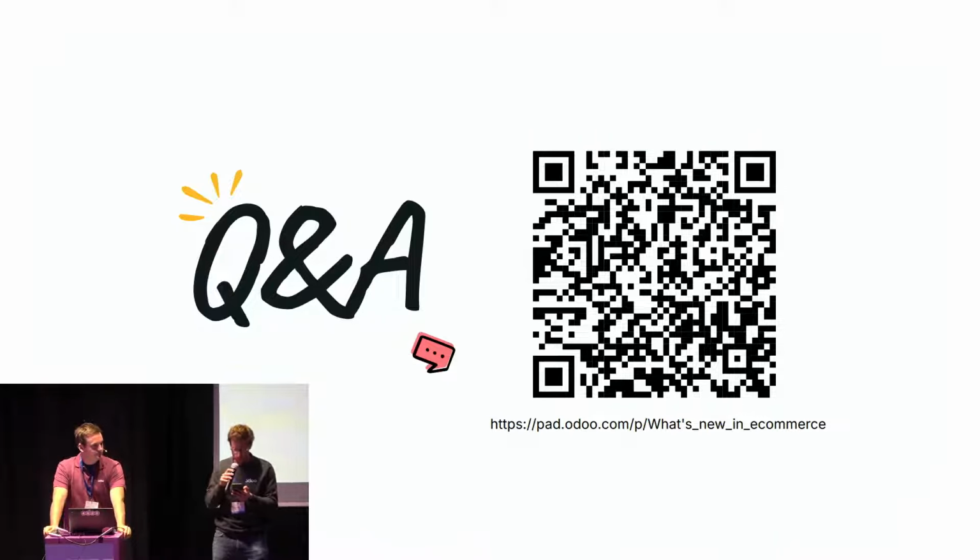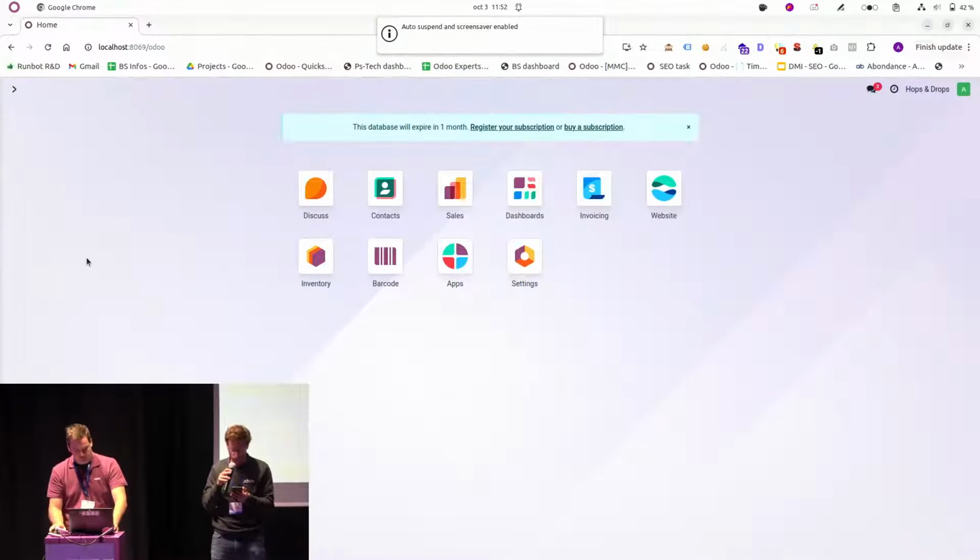You speak a lot about product category. Yeah. And there are a lot of questions about URL. Can you change it easily for the product category?